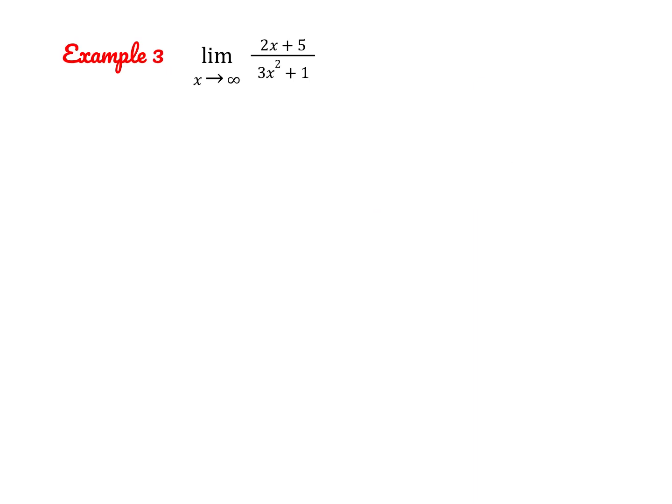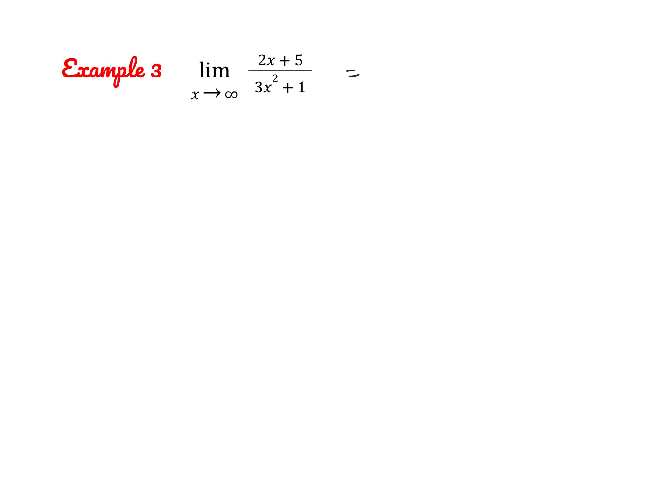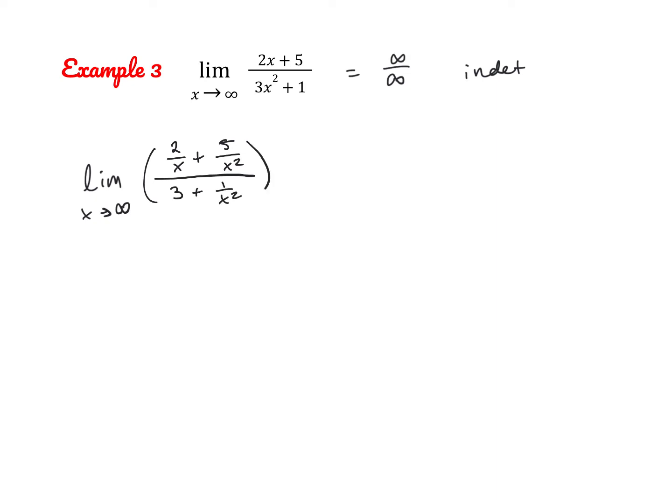All right, let's try this next one together. Again, direct substitution here would leave us with the limit infinity over infinity, which again is our indeterminate. So let's divide the numerator and denominator by x squared. That leaves us with 2 over x plus 5 over x squared over 3 plus 1 over x squared. And now we're ready to evaluate the individual parts.